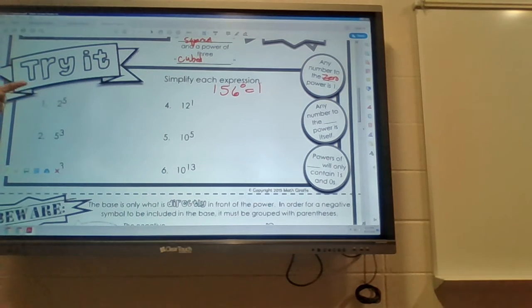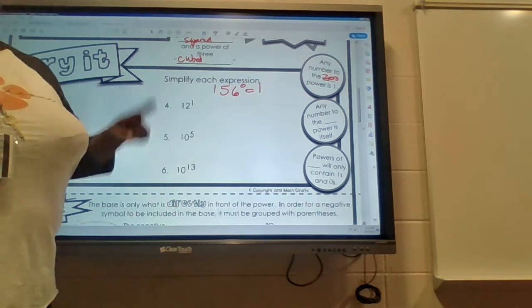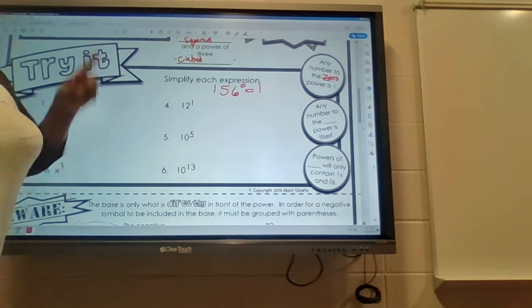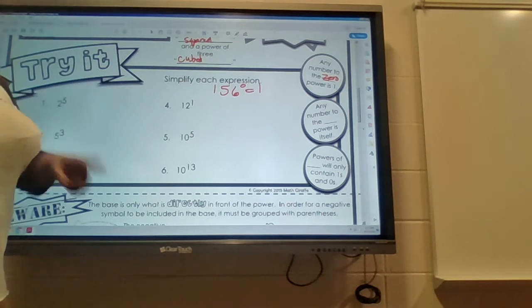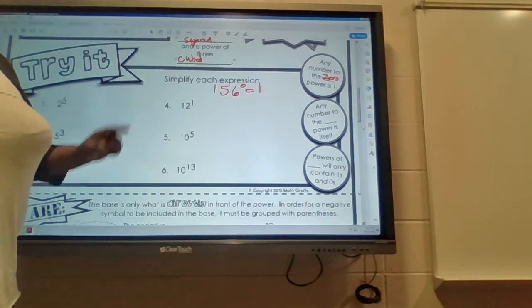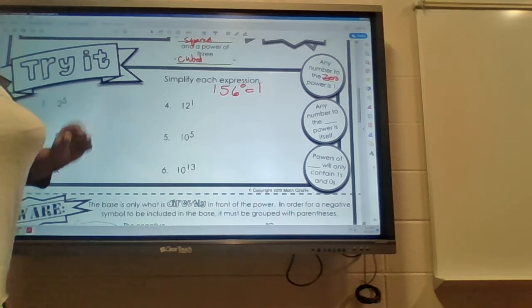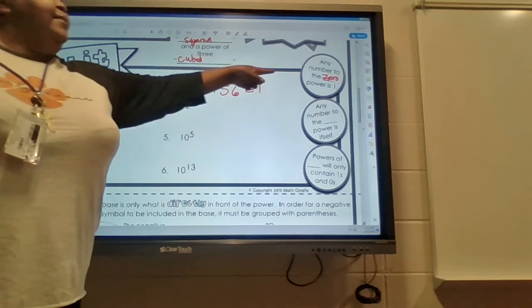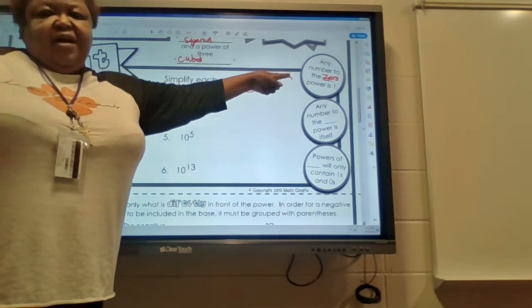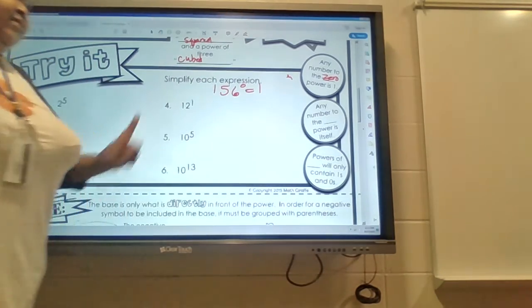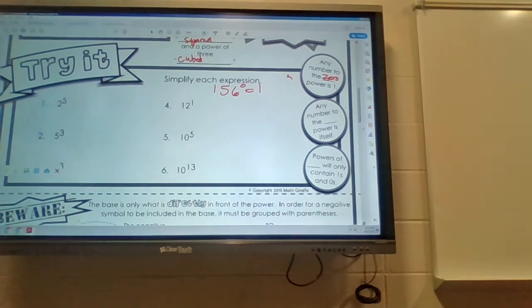Let's do a little song there so you won't forget. Any number to the 0 power equals 1. Any number to the 0 power doesn't have to take an hour. Any number to the 0 power equals 1. Okay? Any number to the 0 power is equal to 1.